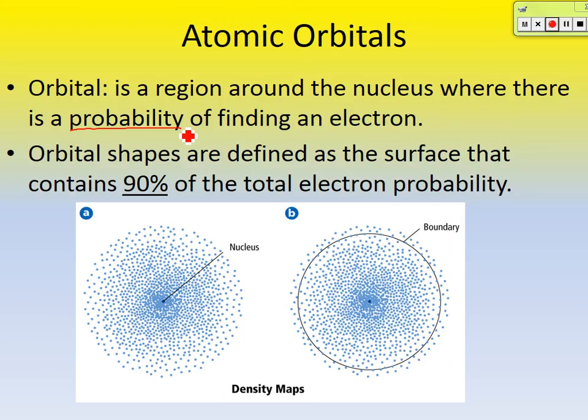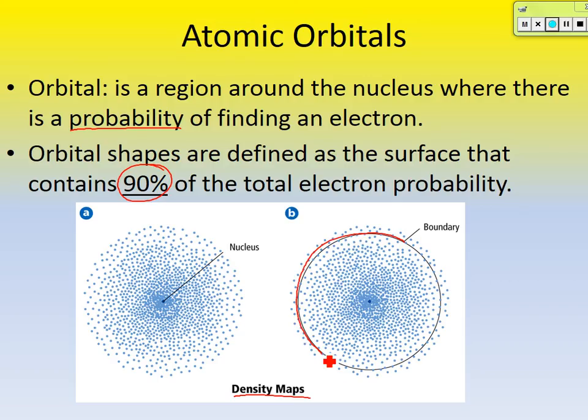Okay, so let's show you exactly what an orbital is. An orbital's shape is defined as the surface that contains 90% of the total electron probability. This diagram, this density map, gives us a good idea of how they come up with the shapes of these orbitals. This is the nucleus, and these blue dots are the electrons. If you were to draw a circle around and you wanted to contain 90% of them, this is where the boundary would be.